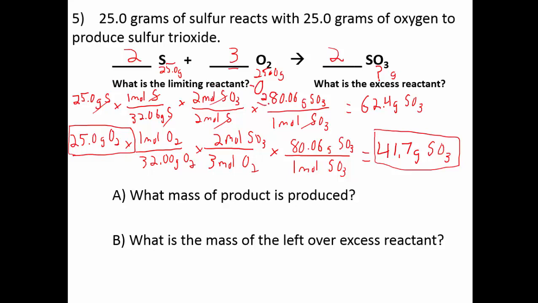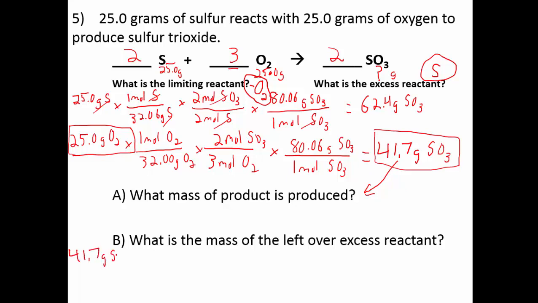So what reactant is our limiting reactant? Oxygen. And what reacts as an excess would be the other one, sulfur. So from there, what is the mass of the product produced? 41.7 grams of sulfur trioxide. Our last question then is, what is the mass of leftover reactant? We're going to use that as our starting point.